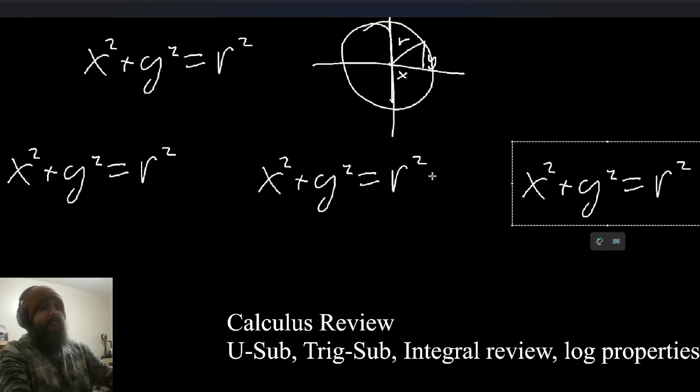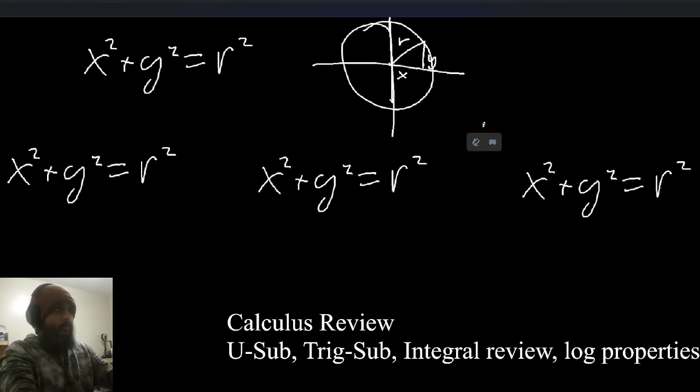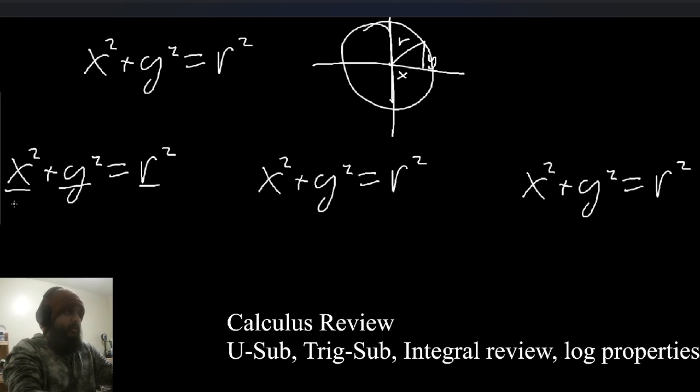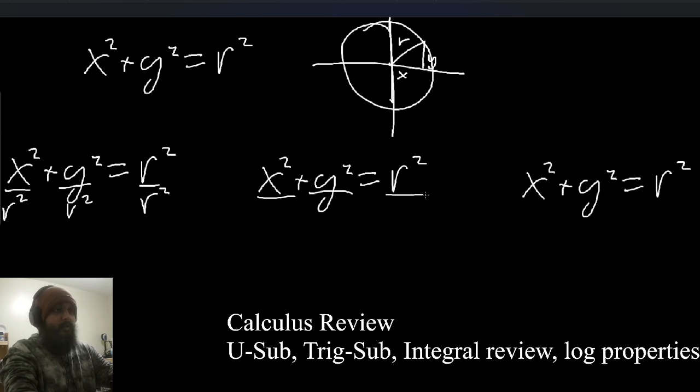So this is all you have to remember, right? You can remember this one easy: x squared plus y squared is equal to r squared. First, we're going to divide everything by r squared. I suggest using some scratch paper at the beginning of the test and just writing this down. Then we're going to divide everything by y squared, and then everything by x squared.